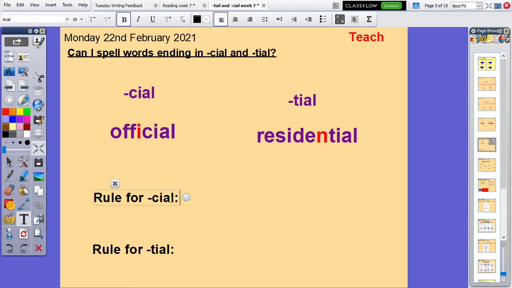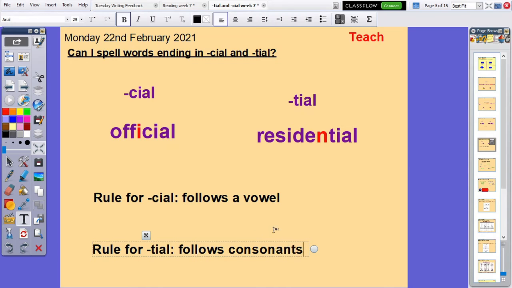Now there are of course always exceptions to the rule, but for the moment we're going to go with this rule because it does actually work for most shall words. So for C-I-A-L, this follows a vowel. If you remember, the vowels are A, E, I, O, U. And the rule for the T-I-A-L is it follows, and if you can remember now if it's not a vowel, what is it? What is our alphabet made up of? Hopefully you're saying this to your computer screen now. It's made up of consonants. So we have vowels and consonants, so all the letters that aren't A, E, I, O, U.